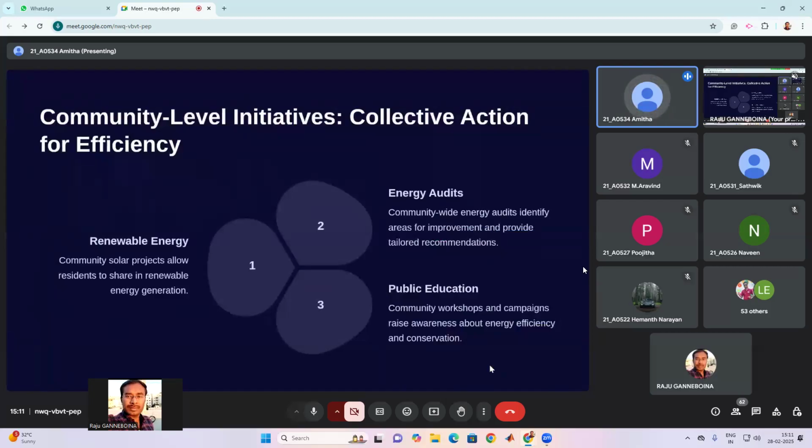Next, the public education. Educational campaigns, workshops and community programs for residents and also in schools are used to spread awareness and encourage sustainable habits, making energy conservation a shared goal.